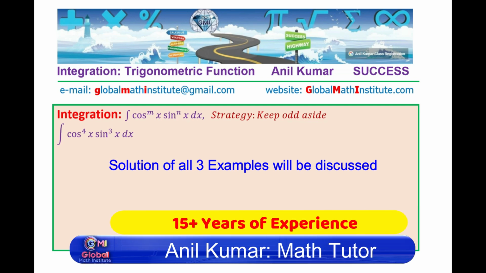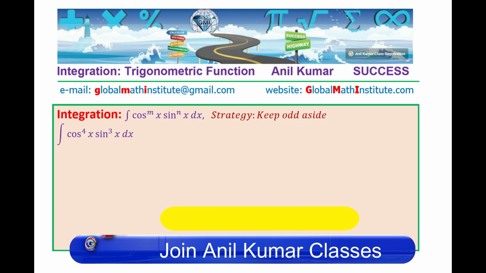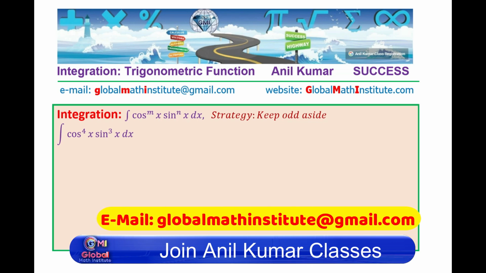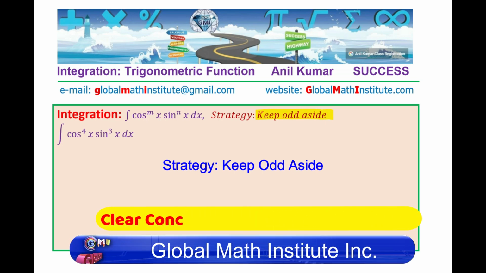We are trying to understand how we substitute when we need to find the integral of cos to the power of mx sine to the power of nx dx, means a product, right? Now, the strategy is mainly based on what type of exponent is there. So I have summarized the name of the strategy as "keep odd aside." Keep odd aside really helps you to understand what we should do. And what is the idea behind it? Let me share that with you.